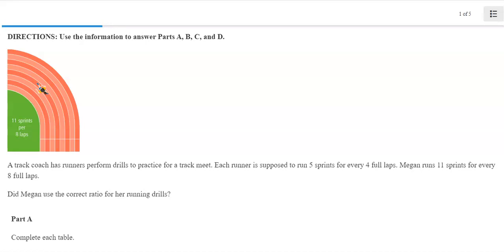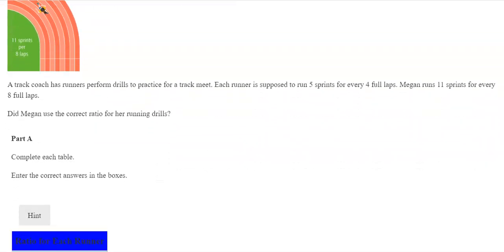Okay, we're on Module 5, Lesson 3, On Your Own. You can find this on page 155, and if you flip it over, on page 156, it will be there too. A track coach has runners perform drills to practice for a track meet. Each runner is supposed to run 5 sprints for every 4 full laps. Megan runs 11 sprints for every 8 full laps. Then Megan use the correct ratio for her running drills.